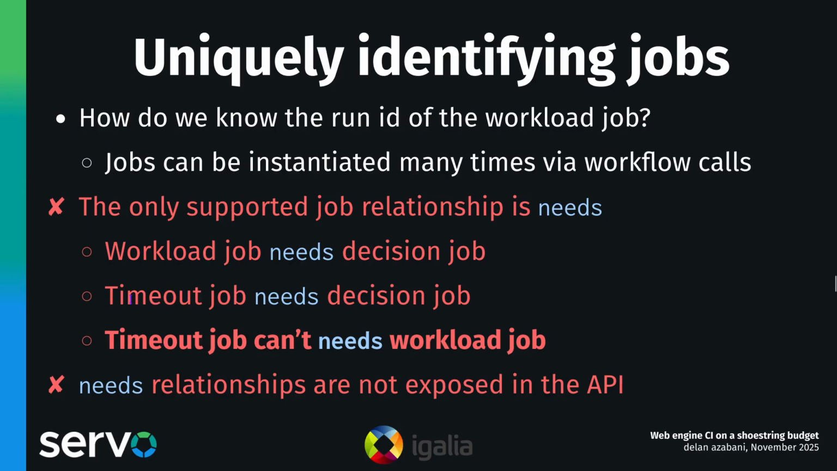And even if we could express a needs relationship between jobs, say, we could walk the job tree and go from the timeout job to the decision job via the needs relationship, and then walk back down to the workload job using the same kind of needs relationship. Unfortunately, none of these needs relationships are actually exposed in the API for a running workflow. They're used for scheduling, but when you actually go and query the API, you can't tell what job needs what other job. They're just three jobs and they're unrelated to one another.